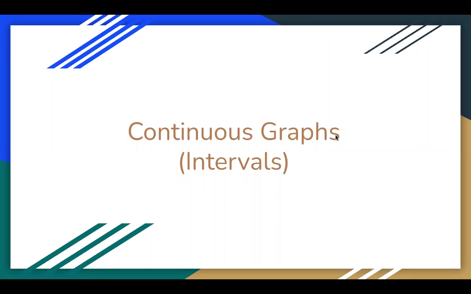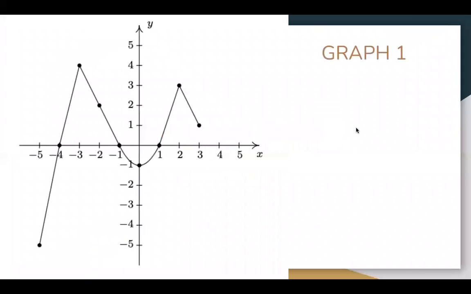In this video, we're going to look at the homework assignment, continuous graphs, intervals. So starting with the first graph, we're going to find the 5 different intervals, positive and negative, and then increasing, decreasing, and constant. Let's start with positive. What we want to remember is the positive piece of the graph is any section that is above the x-axis.